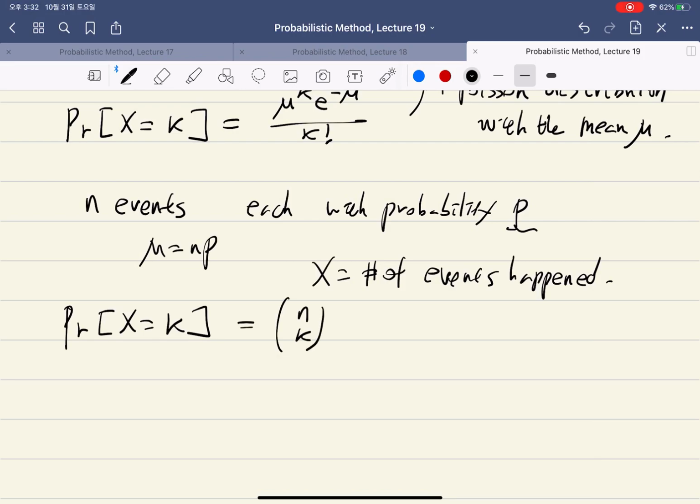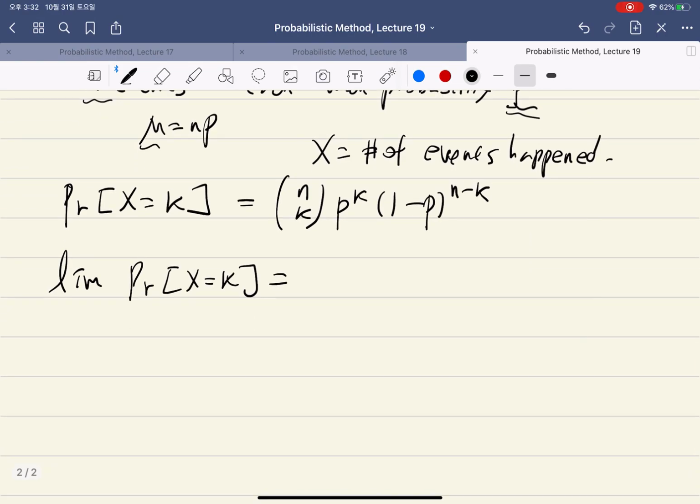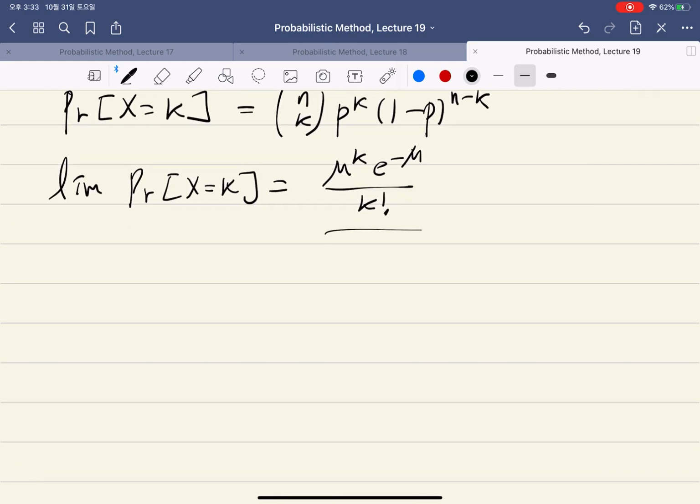Then the probability of getting x equal k is n choose k times p to the k times 1 minus p to the n minus k. And we make n large and p small. Then we can actually show that this limit goes to, so just taking n large and p small so that mu is some fixed number, we can show that this converges to this Poisson distribution. So if there are many rare events and we want to compute the probability that k of them happen, then we can approximate this by the Poisson distribution. But this is under the condition that those events are independent.